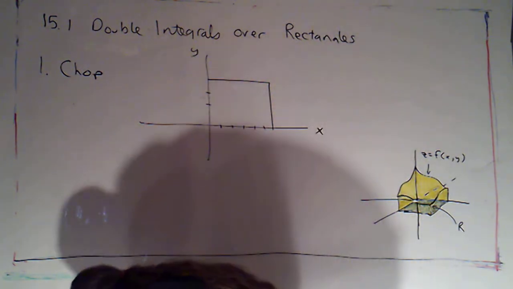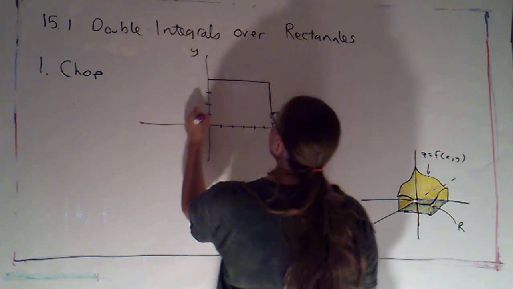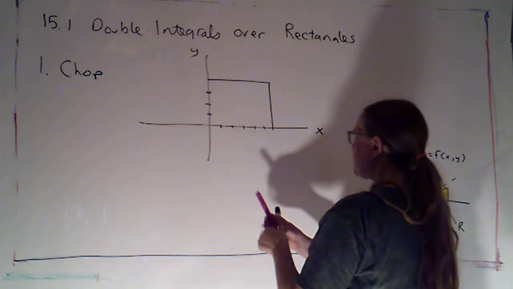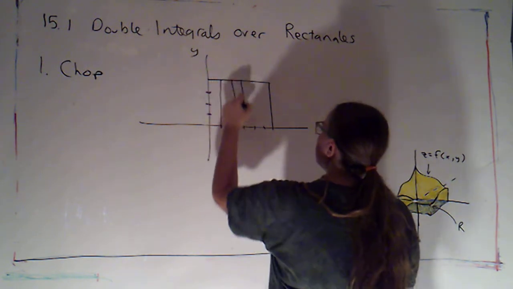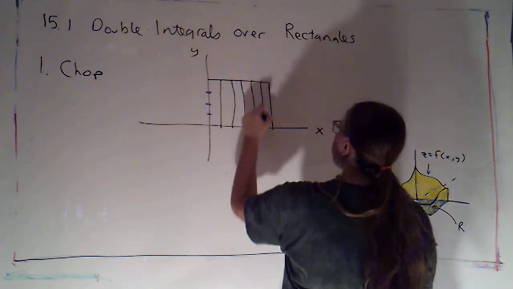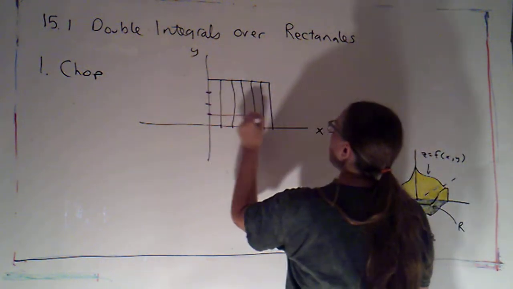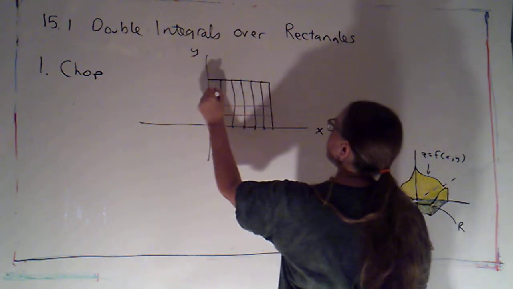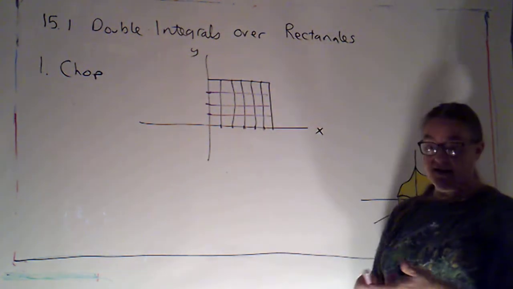Get a better marker. There we go. Okay, so what that does is if I extend these marks, chopping x divides this rectangle into these vertical strips. Chopping y gives me these horizontal strips, and I've essentially chopped things up into a bunch of little subrectangles.